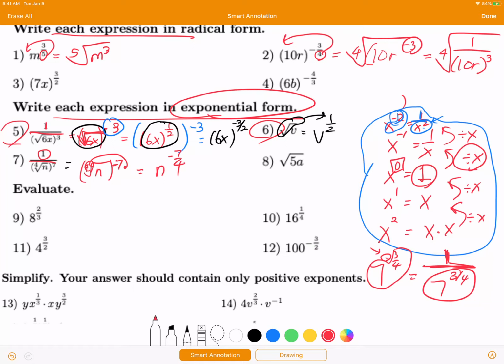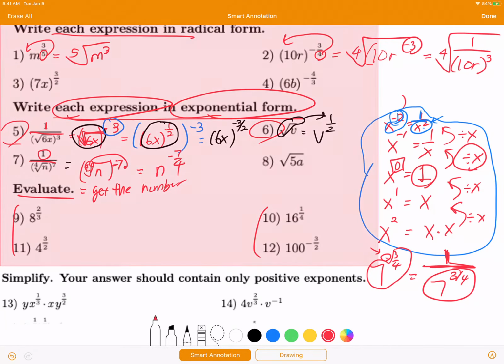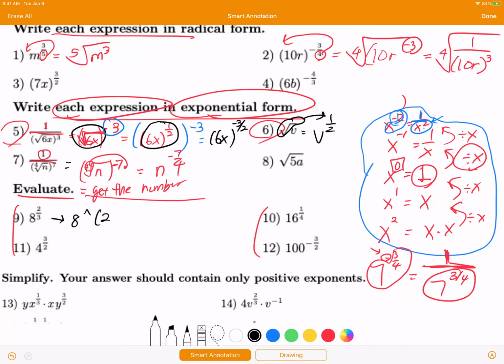Okay? All right, evaluating. Evaluating simply means to get the number. So your answer should not be simplifying it, or writing each expression in an exponential format. You want to get that number. So to do these problems, you can use the calculator to help you solve for these. So you can do 8 caret 2 slash 3, and you should end up with a 4.